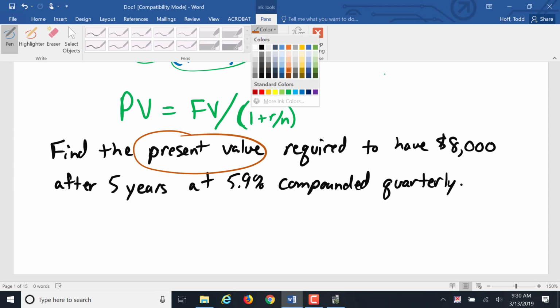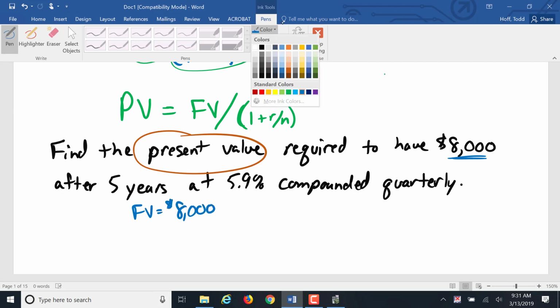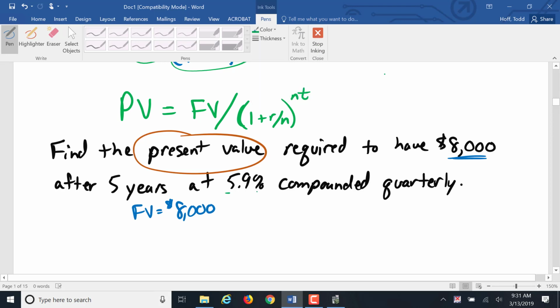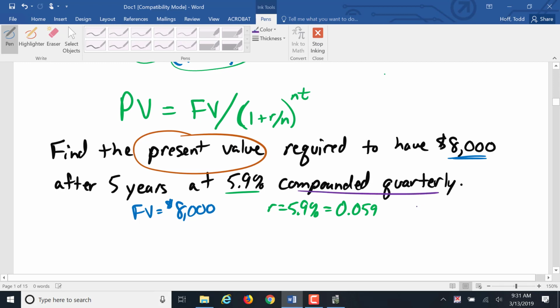In order to achieve a desired future value of $8,000, a rate of 5.9%, so 0.059, N compounded quarterly, so N equals 4 times a year. And of course, T, our time, is 5 years.